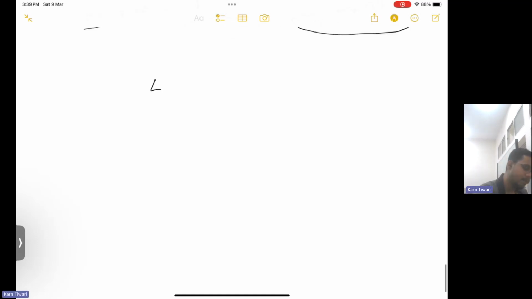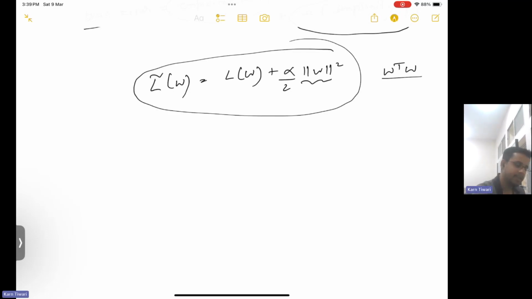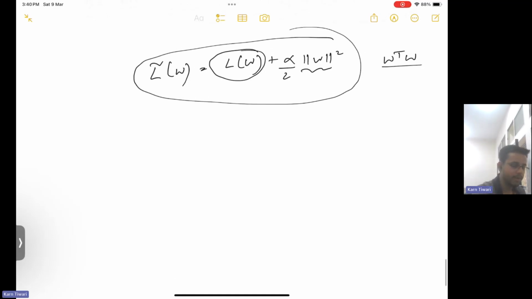We modify our loss with respect to the weights W, the original loss in regression or classification, and we add this term. This is the L2 norm, basically W transpose W. What this loss is doing is that we want to minimize the loss that we have. This alpha is the hyperparameter which you need to tune. So it is in our control what we want alpha to be.